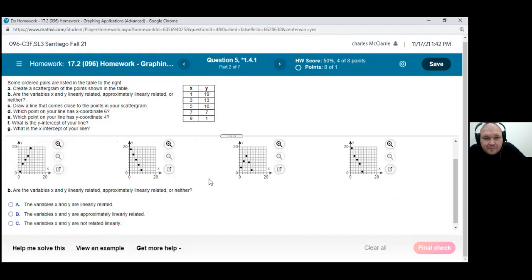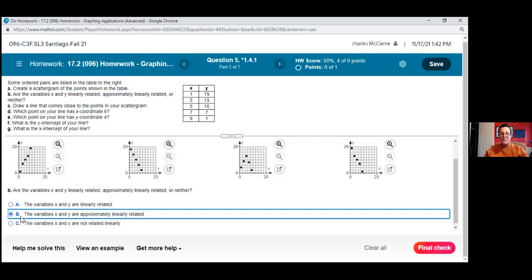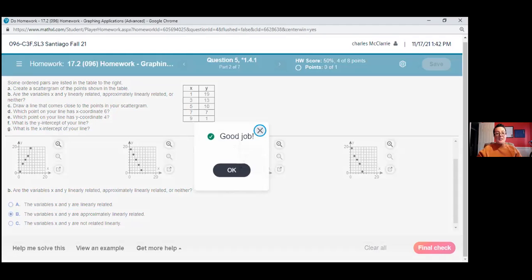So then it asks you, are the variables x and y linearly related, approximately linearly related, or neither? So what this is basically saying is, do they make a completely straight line, approximately a straight line, or not at all? It's approximate. Yes, exactly. So go ahead and choose that the variables x and y are approximately linearly related, because they make a pretty close to a straight line. If you were to draw a line of best fit, it's pretty close. So click OK.